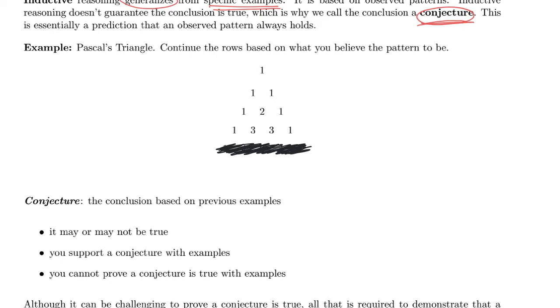So I see 1; 1, 1; 1, 2, 1; 1, 3, 3, 1. You might assume that from that point, the next row is probably 1, 4, 4, 4, 1, and then 1, 5, 5, 5, 5, 1.